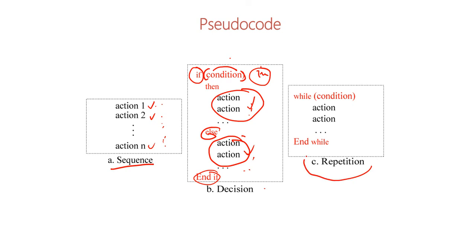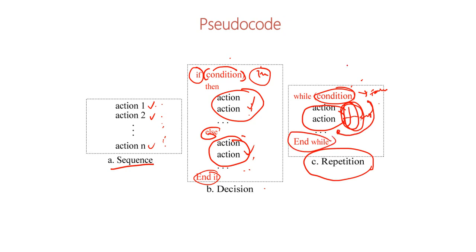Also, we have a repetition here. So while the condition is true, for example, while Miss Isna is still teaching, I will keep listening. So it will be executed repeatedly until the condition becomes false. For example, if I stop teaching, then it will exit from the repetition, and then end while.